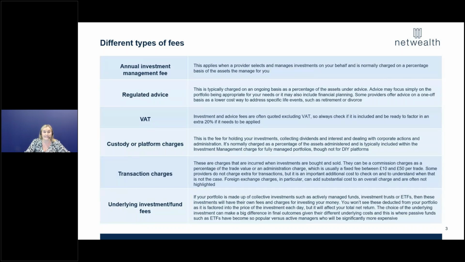Next, we have regulated advice fees. Now, this is also typically charged as a percentage of the assets under management or the assets that are under ongoing advice.